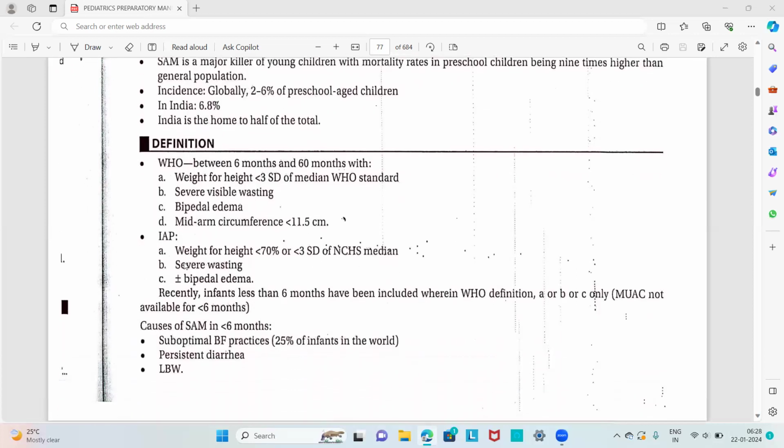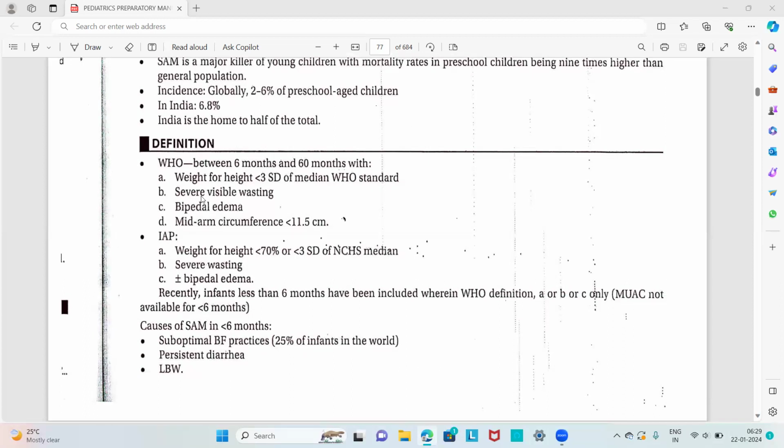So what is the definition of severe acute malnutrition? This is important. It is usually asked as a short note, that is definition, clinical features, and management of severe acute malnutrition. Definition by WHO: severe acute malnutrition usually occurs between 6 months and 60 months, and these four criteria should be satisfied: weight for height Z score less than -3 standard deviation of the median WHO standard.